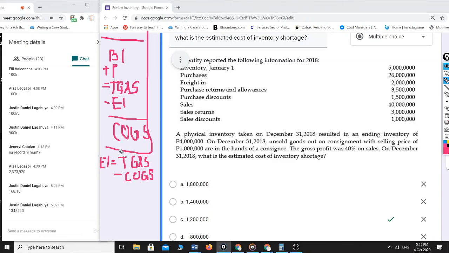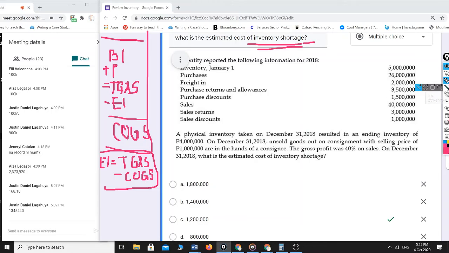So then this will be the formula that we're going to use in order to compute inventory shortage. So, where do we use it? When we know our ending inventory, you compare that to the actual ending inventory of the company. Okay, let's try to solve this one.